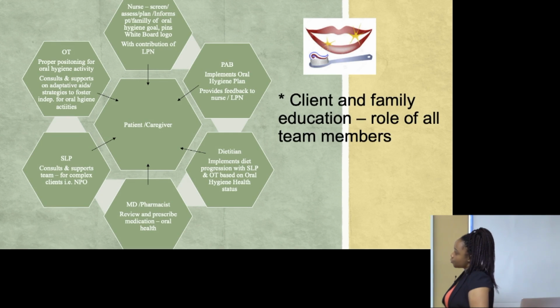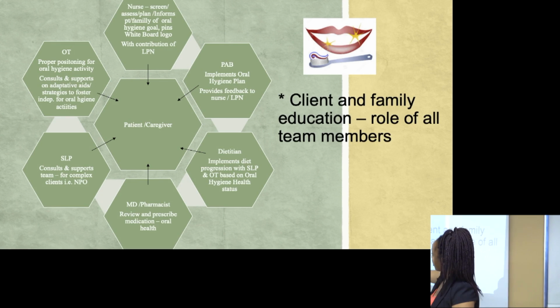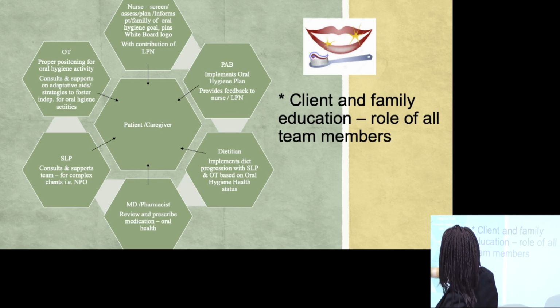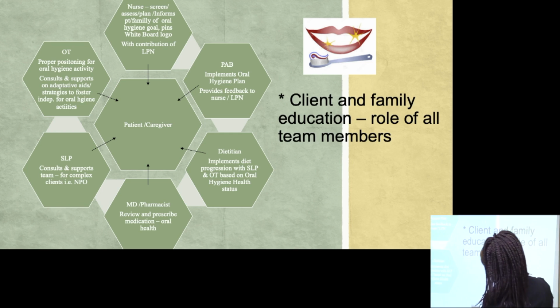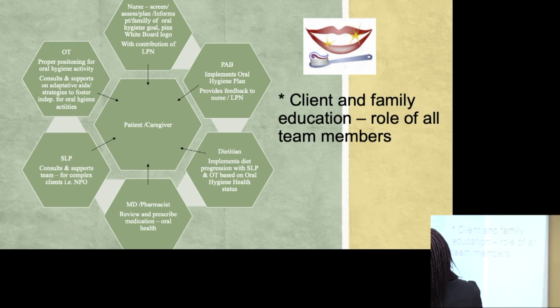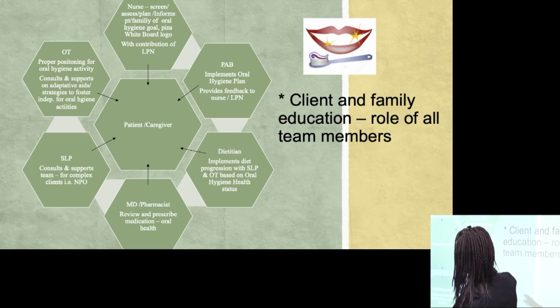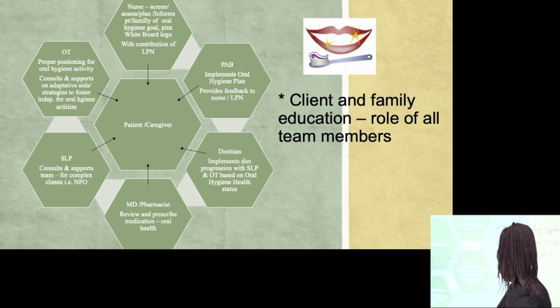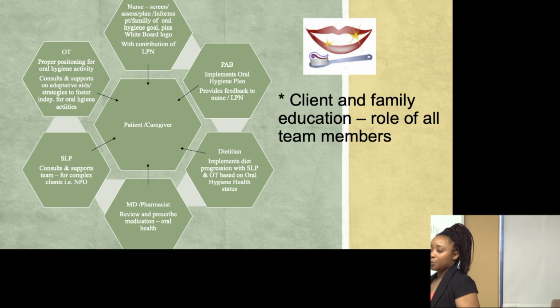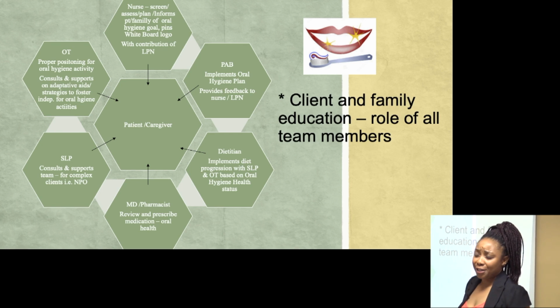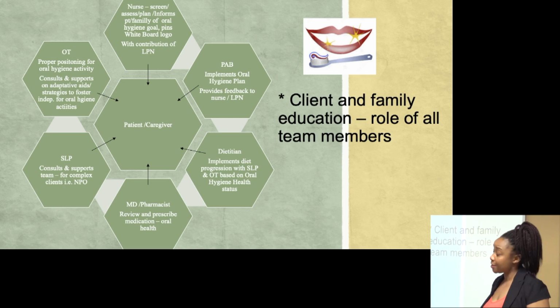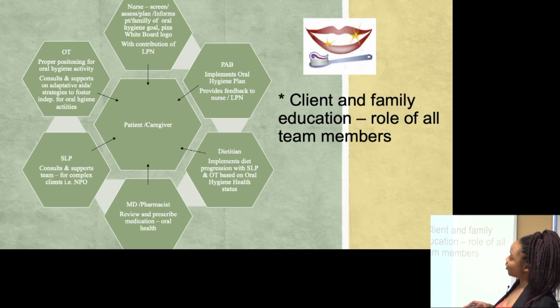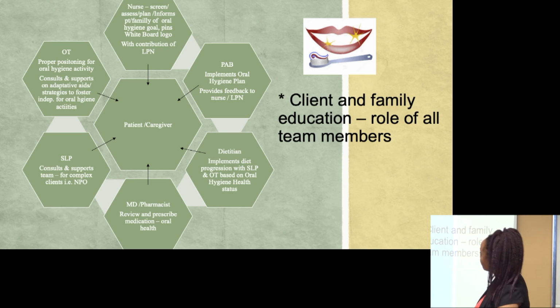So this diagram shows you that the patient is at the core, at the center of what we do here. So as you can see, we have different disciplines. We have nursing there. We have our PABs, our dietitian, the doctors and the pharmacists, the speech and language pathologists, and the occupational therapy. Oral hygiene may seem like something that we all do every day, which we do, but it is a very important element, and as such, it is important that all team members are involved.